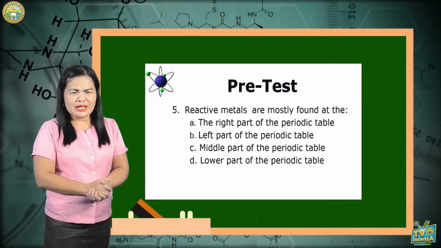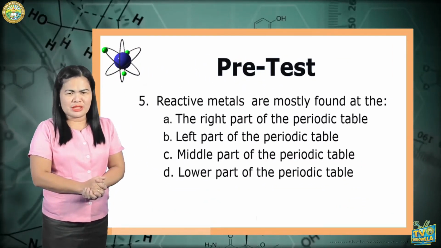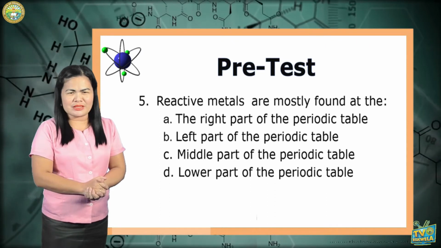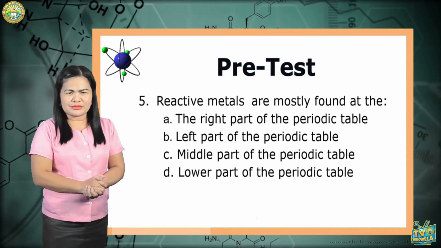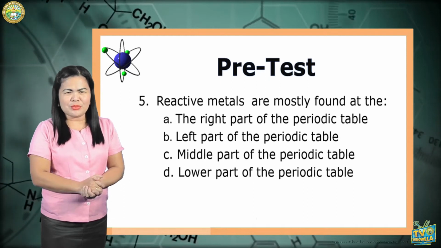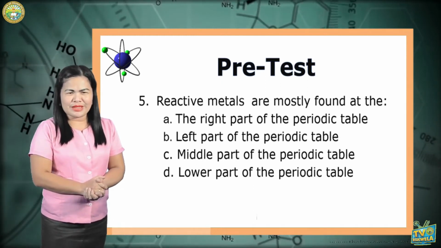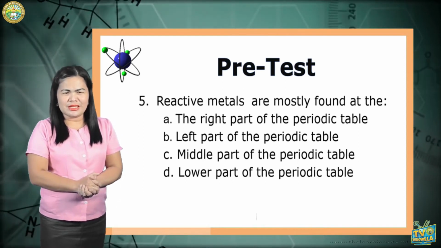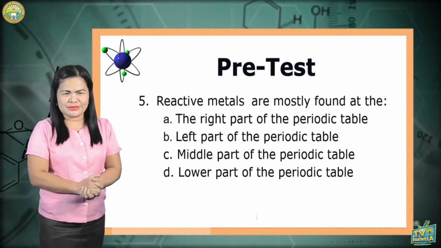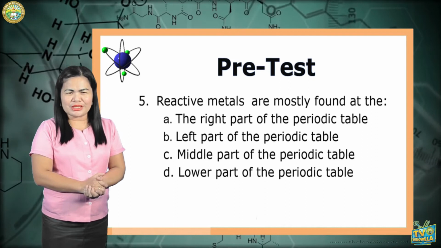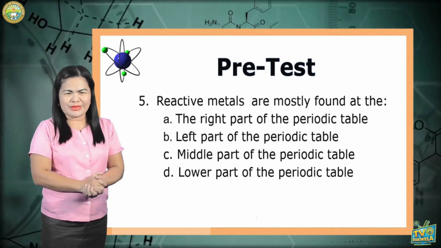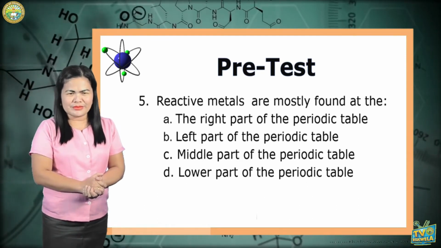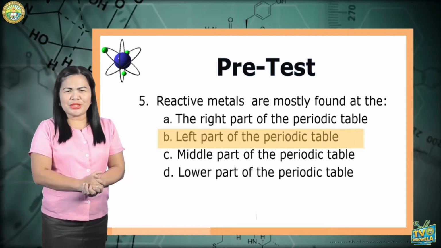Number 5. Reactive metals are mostly found at the A. The right part of the periodic table. B. The left part of the periodic table. C. Middle part of the periodic table. D. Lower part of the periodic table. The correct answer is B. Left part of the periodic table.